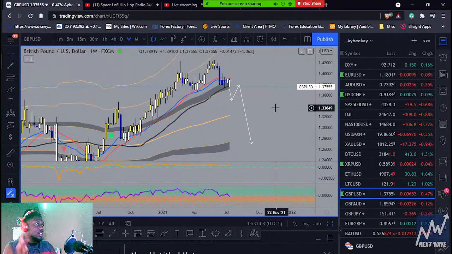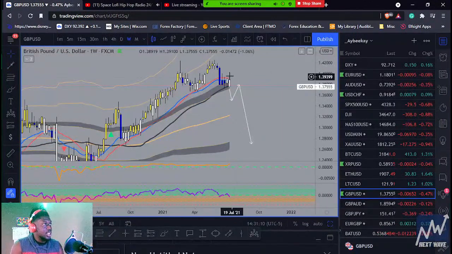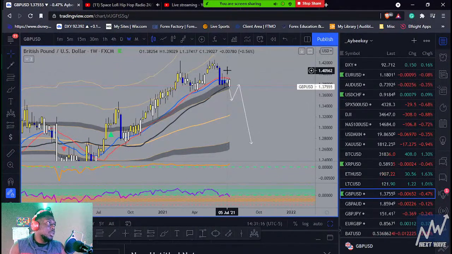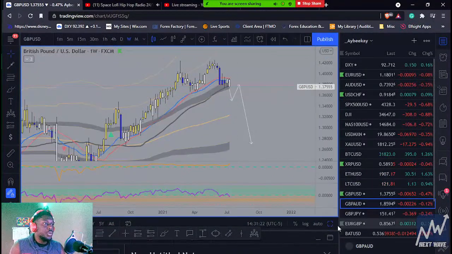That would be solid for me to get into GU, because I don't think that price is going to come back up to like 1.400. I don't think price is going to get back up there. So at this point, I'll just be watching for the retracement on RB. So let's go over to GA.